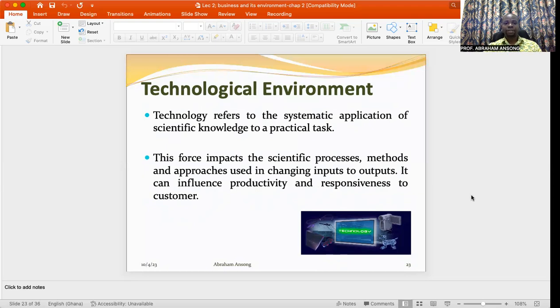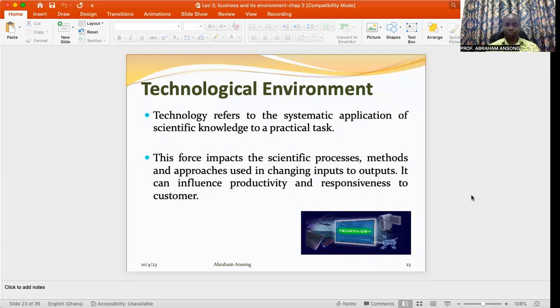Okay. Then as a business, you also want to pay attention to your technological environment. So technology refers to the systematic application of scientific knowledge to a practical task. So you want to pay attention to your industry and the type of technology that is currently trending or being used, okay? Because it has a relationship with the quality of the products and services that you can offer. It has a relation with your cost of production.